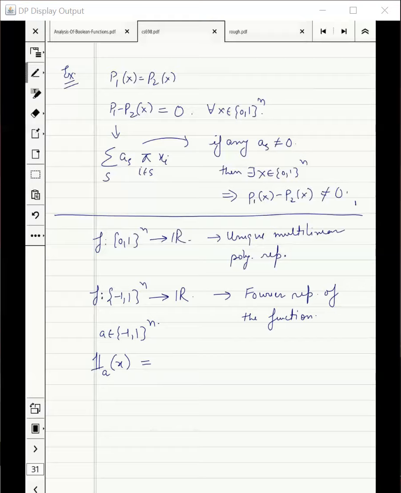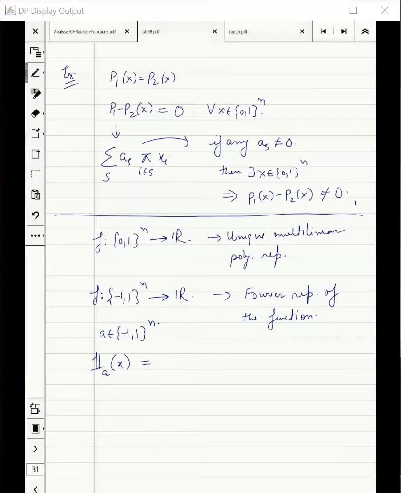Can you tell me this as a polynomial? No higher education is needed in this. This is something which you can ask a student in 8th class or something. Right? So you want to create a polynomial in terms of x1, x2, xn, which matches with the function indicator a.